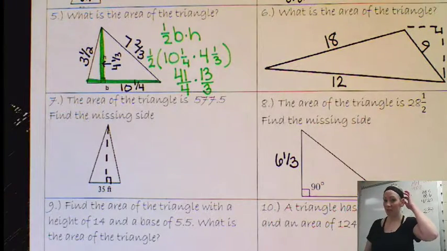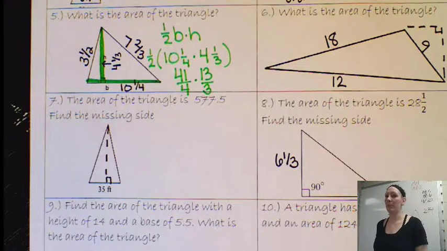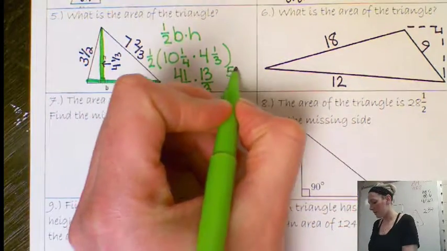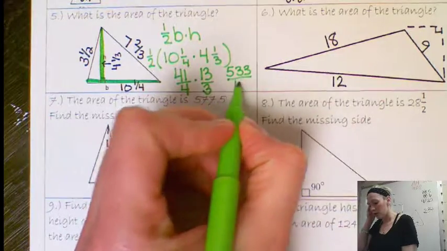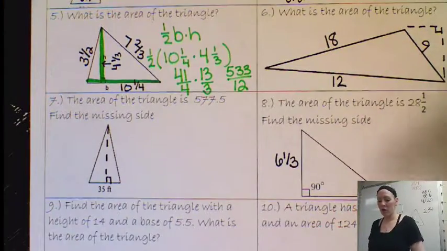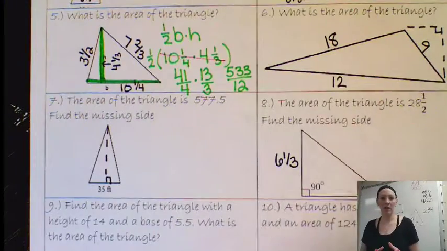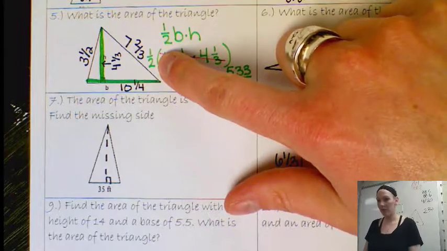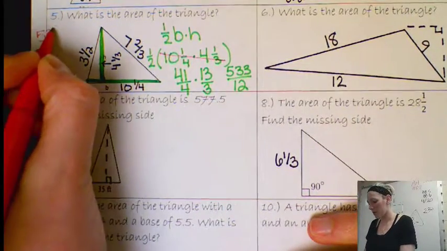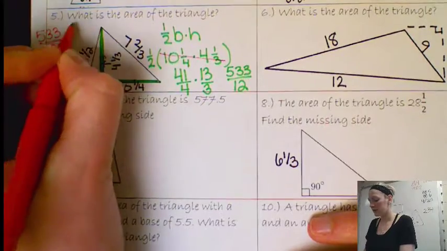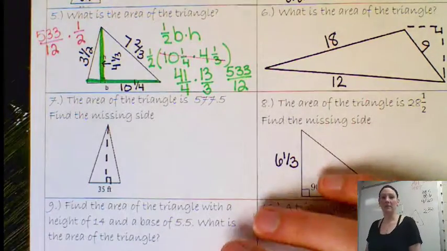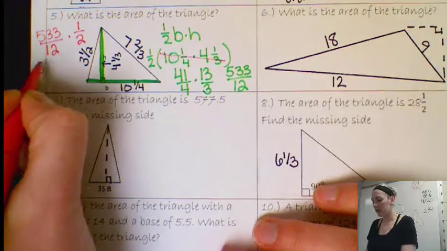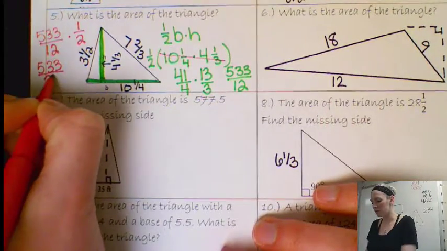We would cross cancel if possible, and then take the top times the top and the bottom times the bottom. So in this case, I'm going to take 41 times 13, which is 533 over 12. Now I'm going to take this times my half. So I have 533 twelfths times half. Again, top times top, bottom times the bottom. So 533 over 24.